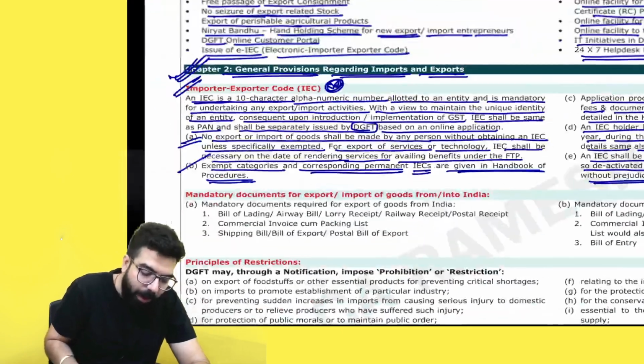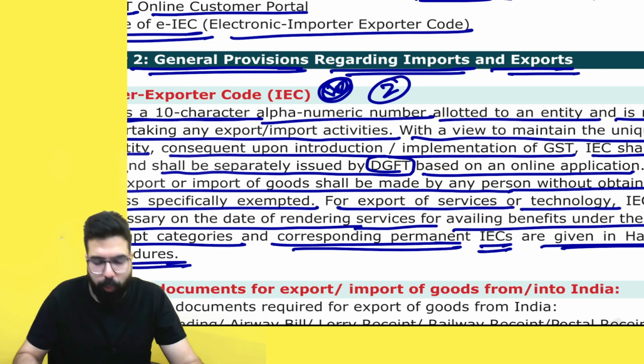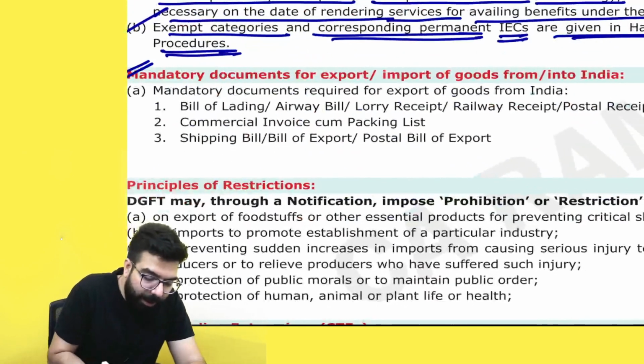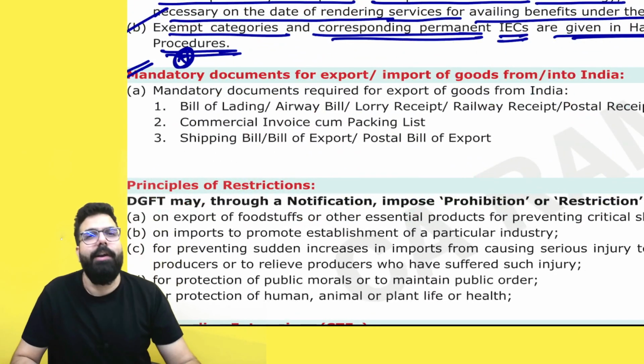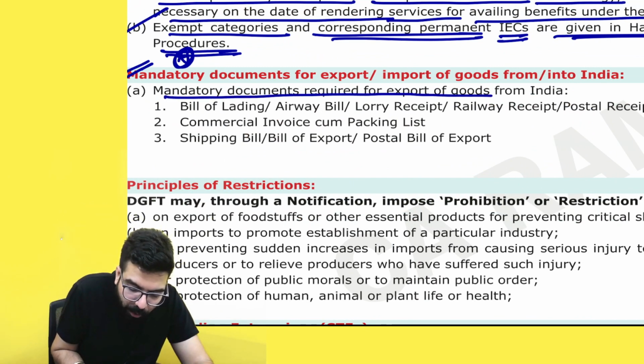Next. So in your exam, they can ask you a 2 marks question. Please be very careful. What is an import export code? Next. The next one over here is they can ask you what are the various mandatory documents for import and export. Remember the mandatory documents for export from India.